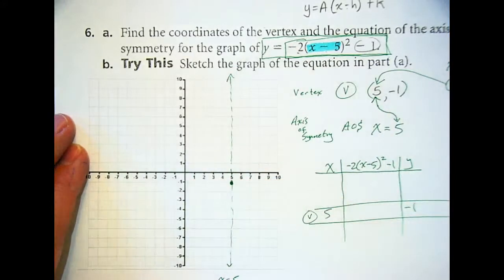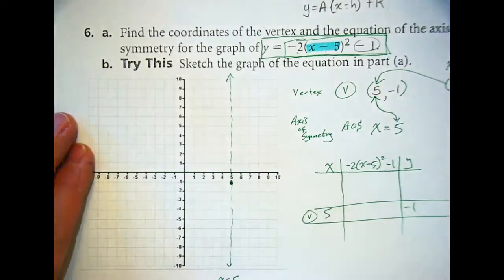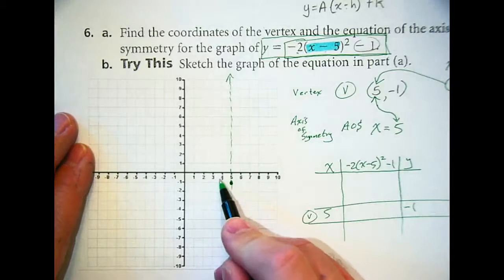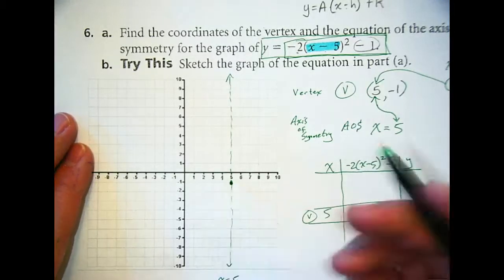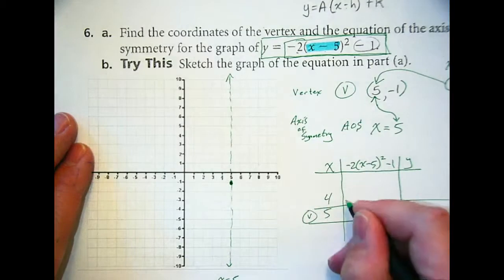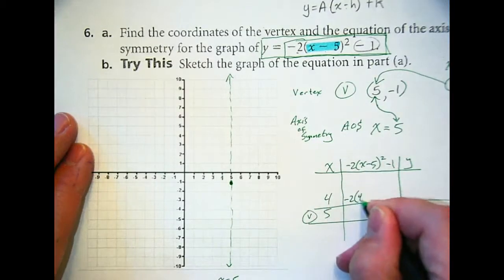So I'm going to go with 4. Why? Because it's the next number over, and it's a whole number. It's easier than 6. So I'm going to go with 4. Negative 2, I'm going to put 4 in for x. So x became 4, minus 1.